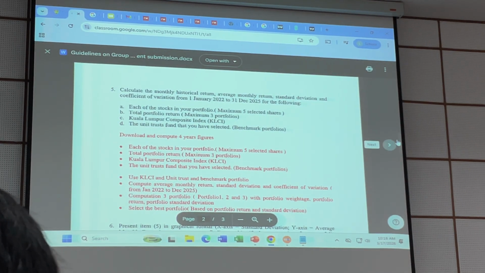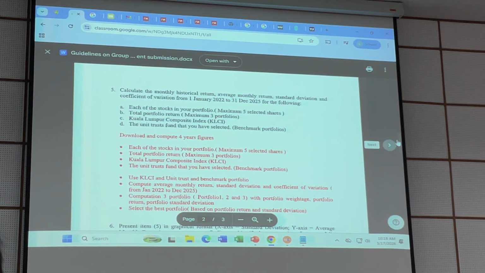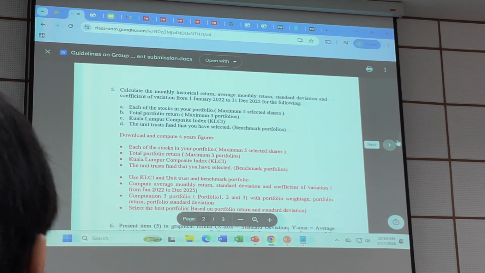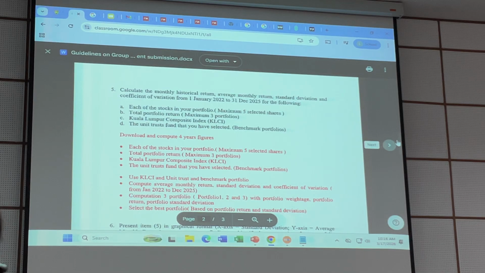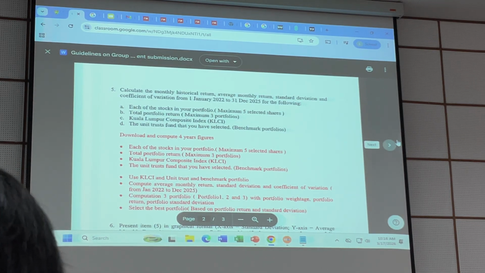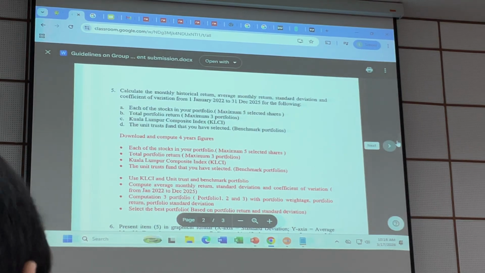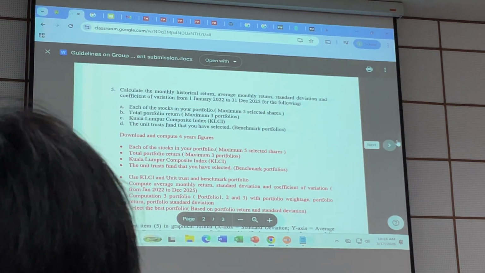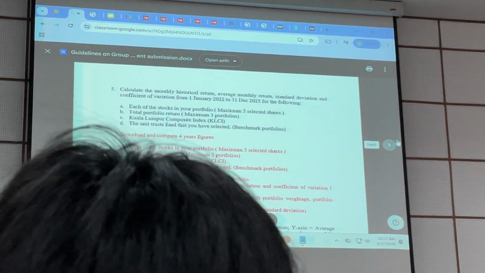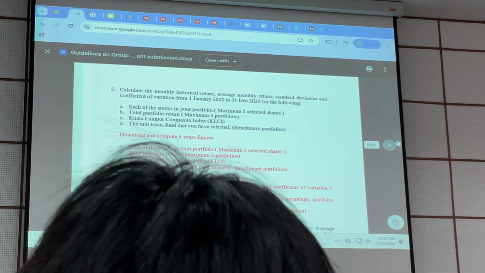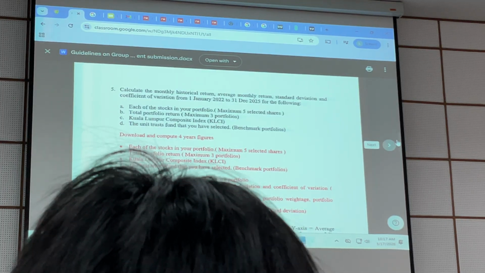So now look at 5. You may calculate the figures based on 2022 to December 2025, based on the 5 stocks you select. Based on the 5 stocks you select, you have to give me all this price data downloaded from the website. For example, you list down the 5 stocks and the price details. 1 year you got 12 months, right? 4 years you got 48 months. So from 48 months you convert to 4 years as an average.